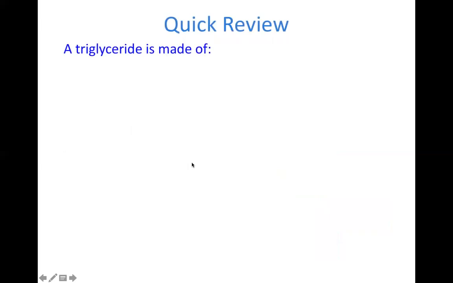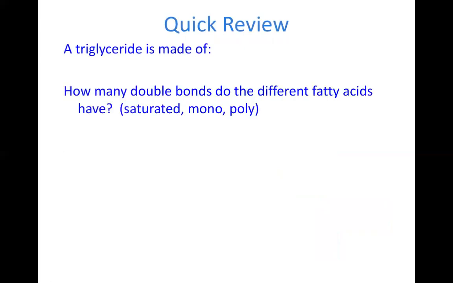Okay, quick review. A triglyceride is made of, hopefully you said, 3 fatty acids and a glycerol. How many double bonds do the different fatty acids have? A saturated fat should have none. A monounsaturated fat, remember mono means 1, and poly means more than 1, so poly will have 2 or more. What are some sources of saturated fats? Remember that saturated fats primarily come from animal foods, but are also found in things like coconut oil, palm oil, lard, etc.